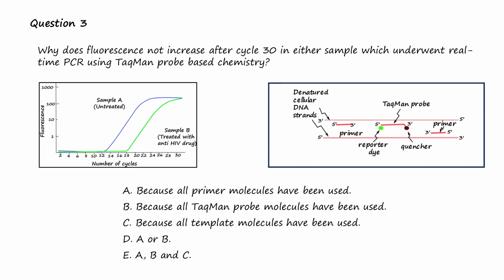Question 3. Why does fluorescence not increase after cycle 30 in either sample that underwent real-time PCR using TaqMan probe-based chemistry? A, because all primer molecules have been used up. B, because all TaqMan probe molecules have been used up. C, because all template molecules have been used up. D, A or B. E, A, B, and C.